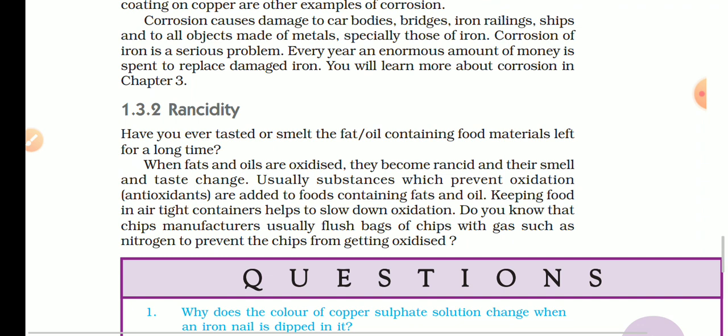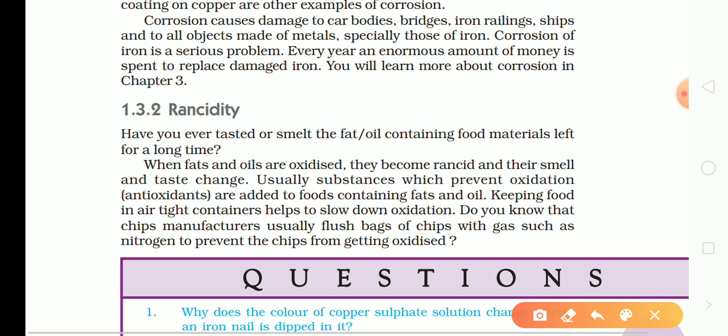Rancidity, nothing else. Oil, fried food, edibles, foodstuffs: when they are kept for longer days and we open them after a long time, you can get an unpleasant smell from that stuff. It is because of the oil present in, for example, potato chips, whether Lay's or Kurkure, or homemade potato fries, whatever it is.